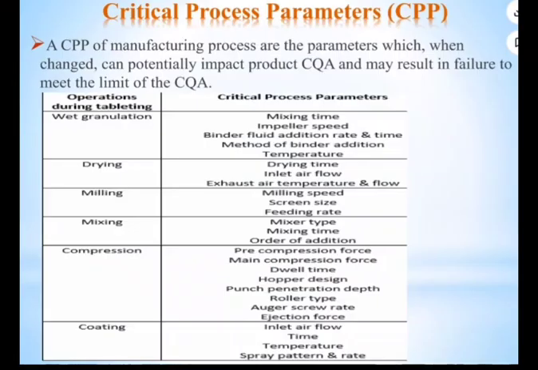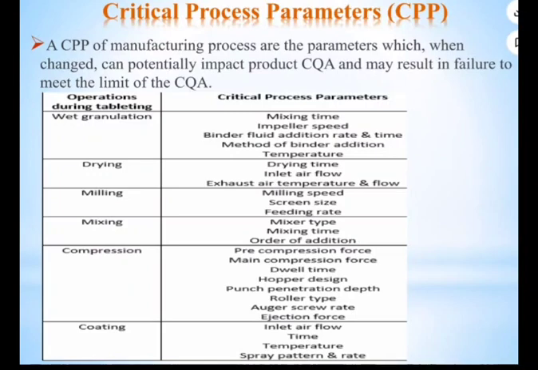Next, we have critical process parameters. Critical process parameters are the important process conditions that, if changed, can affect the critical quality attributes and the overall quality of the product. So controlling these parameters is essential during manufacturing. Different stages of tablet manufacturing have different critical process parameters. First, wet granulation. It includes the mixing time, impeller speed, binder addition rate, and the method of addition.